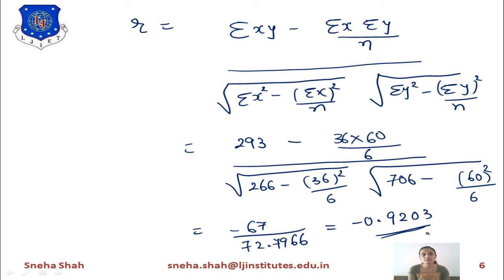So this way we can find the value of the correlation coefficient. To find the correlation coefficient, first of all we have to find x into y and add all these values. Then we add all the values of x and all the values of y, and find the number of samples n. Then we find x square and take its summation, then find y square and its summation. If we put all these values in this equation and solve it, then we can find the correlation coefficient.